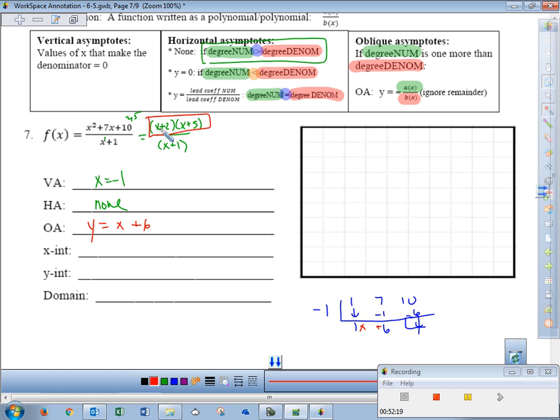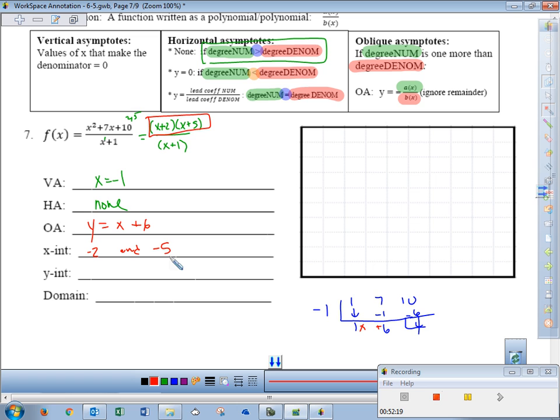That's why that factored version right there. What values of x make this guy 0? -2 and -5. There's your x-intercepts right there. If you set that numerator equal to 0, totally solve it.